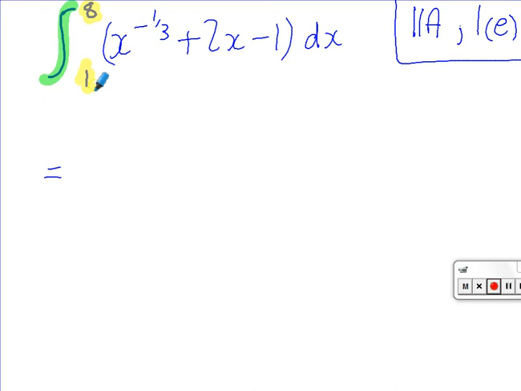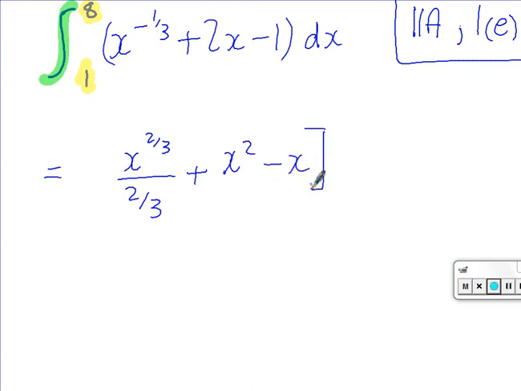So first of all, we're going to do exactly what we do in core 1. We're going to integrate the thing that's in the brackets there. So I'm sure you'll remember we raise the power by 1 and divide by the new power. Just do that one quickly. Now, when we're doing definite integration, we don't actually need to put the plus c part, and I'll come to the reason for that in a minute.